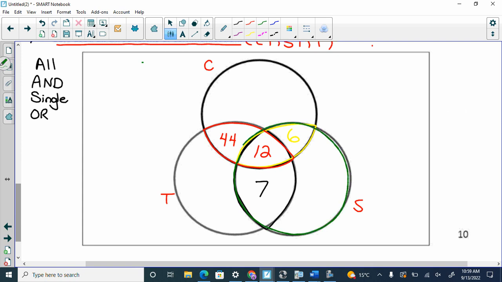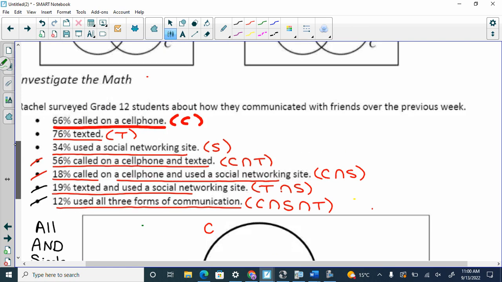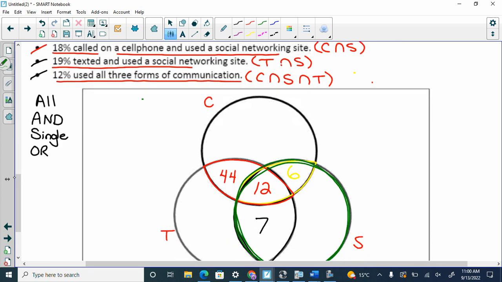How many do I need in here? I need how many total though in the green circle? 34. I already have 25. So how many are in only? Was it 34? Should be 9, right? 19, 25, 34 is 9.